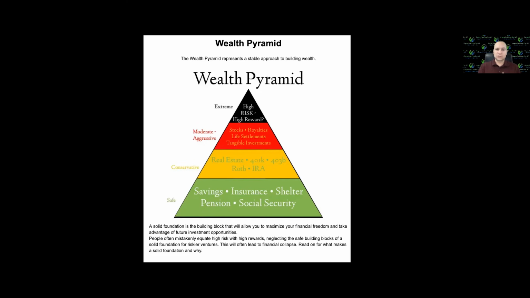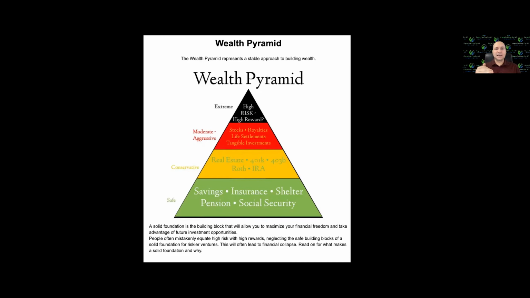And of course, we have Social Security. Social Security is a lifetime income guaranteed by the federal government. How much you're going to get, that may change. But at this point, we don't expect Social Security to completely go away anytime soon.